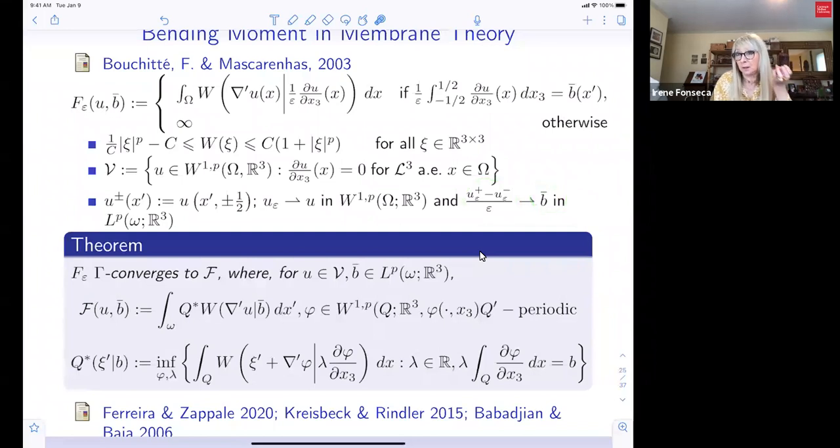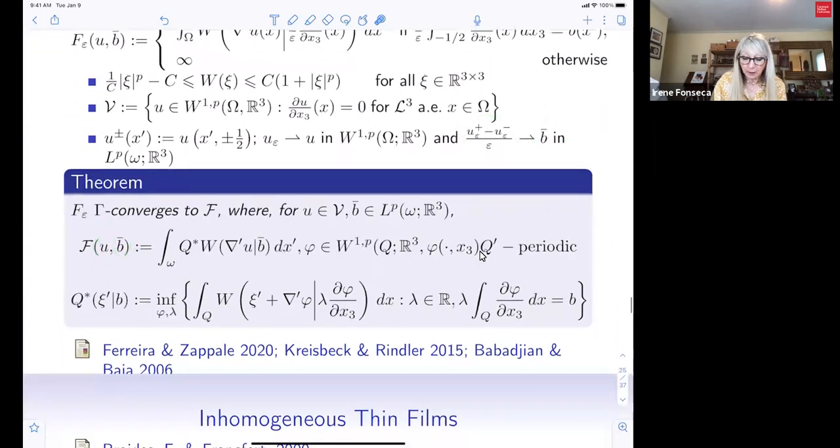So what is the energy that's captured by the bending moment? Now your targets are pairs: the u that does not depend on x3, and this B bar. And again, you look at the gamma limit when these are the targets, and you prove that it's not quite just the Q of the W bar as before, but it's going to be something else that depends again on the first two derivatives of u, but now on this field B bar.